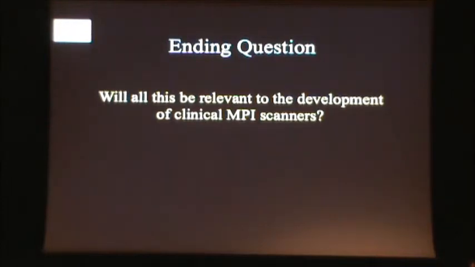The ending question that I have, what I have shown you here: will all this be relevant to the development of a clinical MPI scanner? And the question is, what is the need? What will it add that the other imaging techniques cannot do? Is it angiography? Is it cell tracking? Is it detecting cancer? All sorts of issues, from kinetic problems with the particles, the production of the particles, the cost, and how is MPI angiography competing with existing angiography? MRI angiography is these days very sophisticated. So the question is, is all this relevant for clinical development?